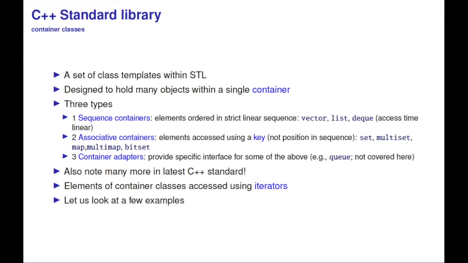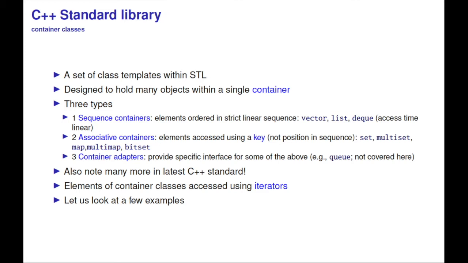Now, the most important part of the standard template library, as I see it, is the idea of container classes. They're objects designed to hold many objects within a single container. And you can really put these in 3 different places. One of them is a sequence container, like a vector, where all the objects come in order, a list, where it also happens, a deque, where deque means double-ended queue, where essentially to get to any element of the list, it's linear in the number of elements in the list. So the time it takes is linear.